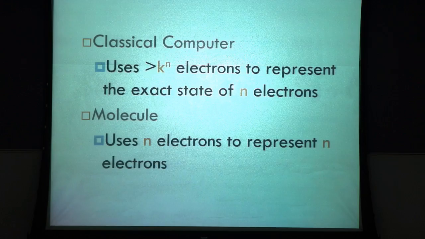All right, and so the way I think about this is basically a classical computer requires an exponential number of electrons to store all of those coefficients to represent only n electrons. A molecule, on the other hand, somehow uses n electrons to represent n electrons, which is clearly just a tautology, but it's kind of an interesting point of the gap between nature and the way we do these computations.